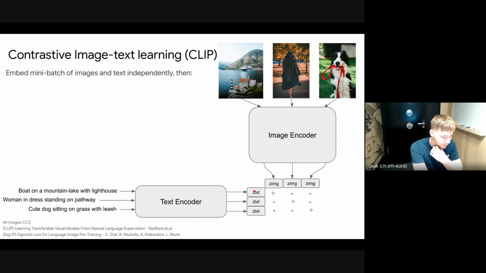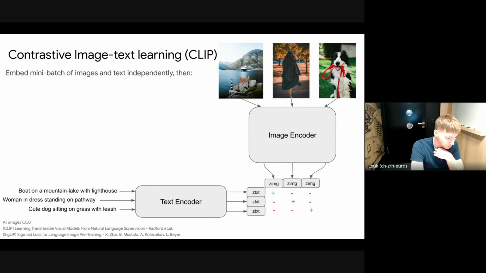And now how you train this is simply you say in the loss, I want the vectors of the image and text that belong to each other to be more similar than the vectors of image and text that do not belong to each other. And that's how you train it. And we'll go through even more detail on that point pretty soon.